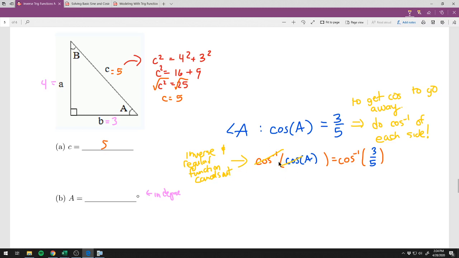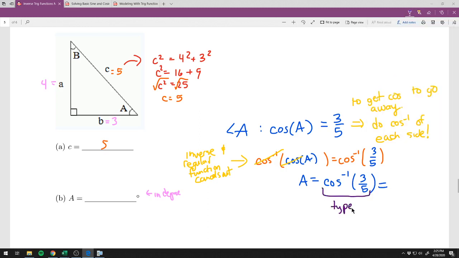All right, so this goes away. That always happens. The inverse function cancels out with its normal one. The inverse function to the squared is the square root, which is why squared cancels with square root. But we now have A by itself, which is what we wanted to solve for. We have A equals cosine inverse of 3 over 5. And then we type this in our calculator.